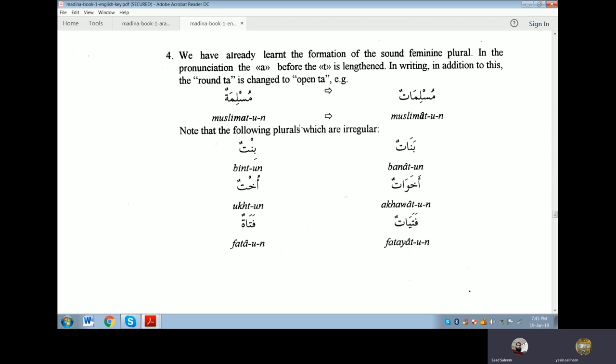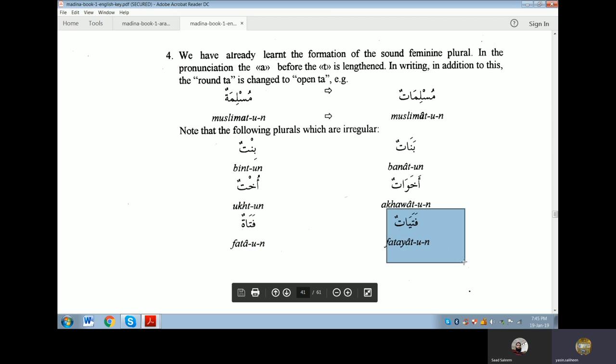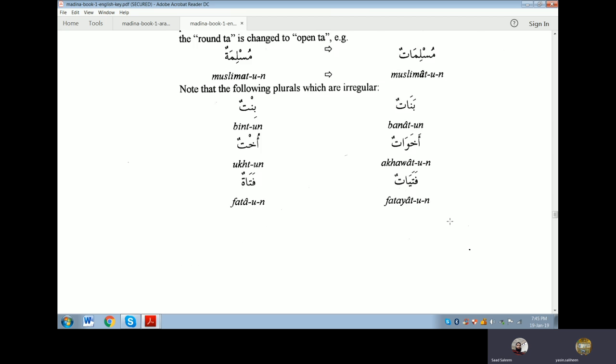Note the following plurals, which are irregular. So you have binatun, and then bintun. Bintun, the plural is banatun. Okay, banatun. Ukhtun, plural is akhawatun. Akhawatun, okay. And then fatatun, the plural is fatayatun. Fatayatun. Correct.